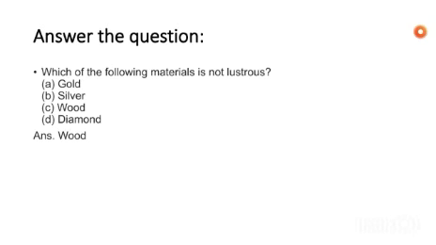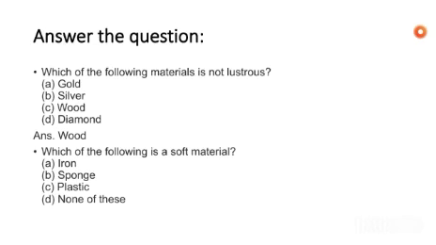Yes, the answer is wood. Why? Because metals have the unique property to shine, but wood is not a lustrous substance, as it is not a metal, and wood does not have a shine unless and until we polish it. That is the exception, children. So among these options, wood is a non-lustrous substance. Luster is the shine that the metals have.